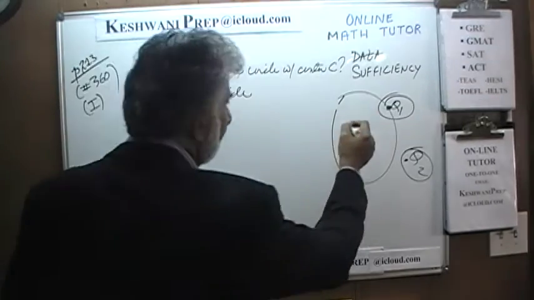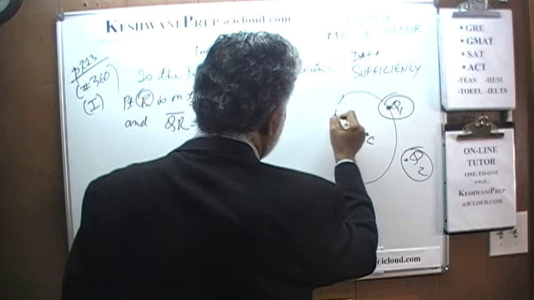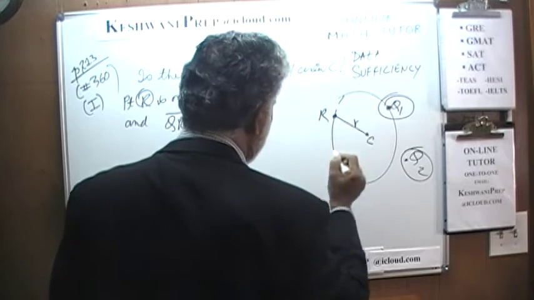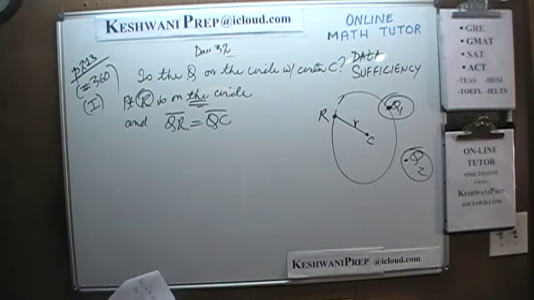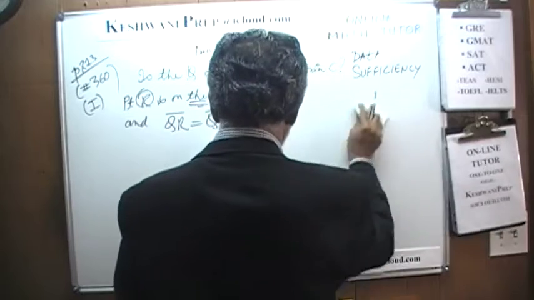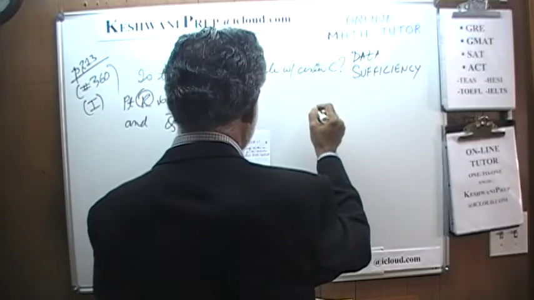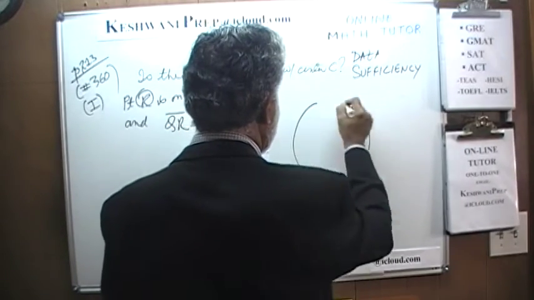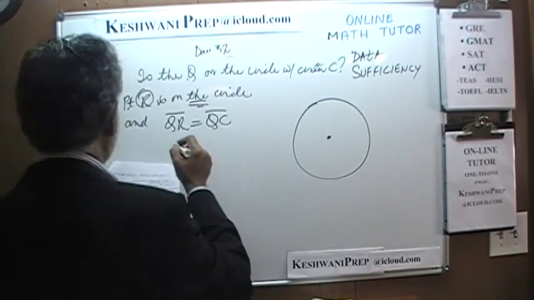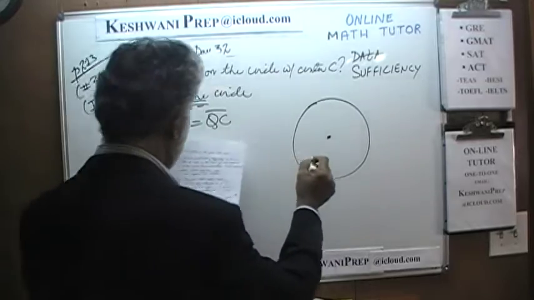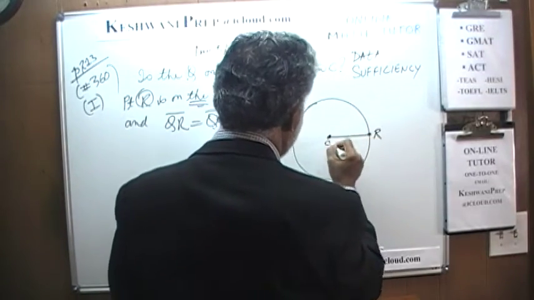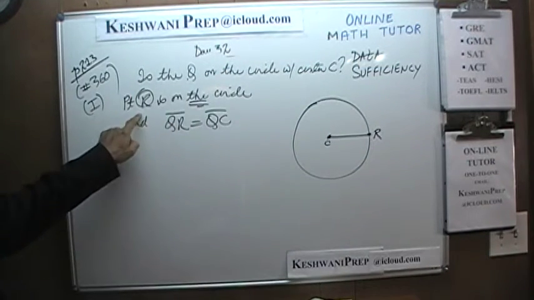Now, if point R is on the circle, then let's draw it here. Point R is on the circle. If it's on the circle, then this distance, of course, is just the radius. Let's start again so we get rid of those two points. This is C. And point R, we are told, is on the circle. Let's draw point R here. This is point C. As you can see, point R is on the circle.